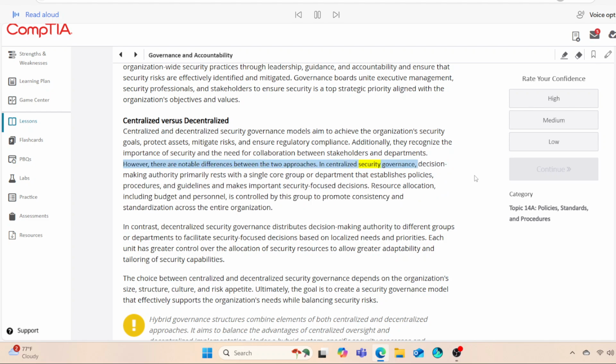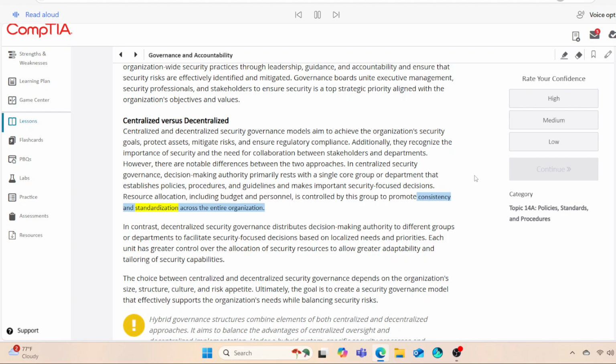In centralized security governance, decision-making authority primarily rests with a single core group or department that establishes policies, procedures, and guidelines and makes important security-focused decisions. Resource allocation, including budget and personnel, is controlled by this group to promote consistency and standardization across the entire organization.